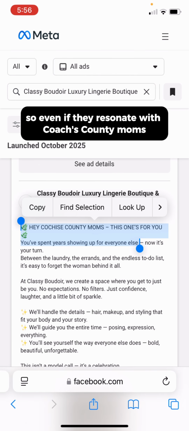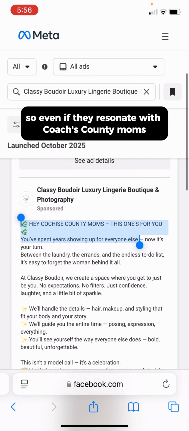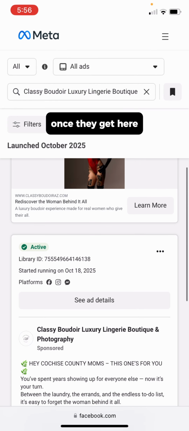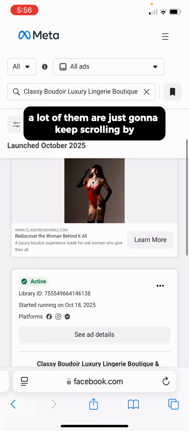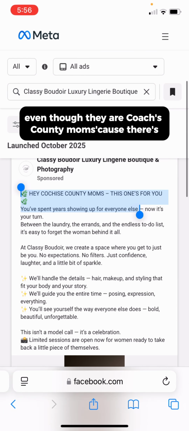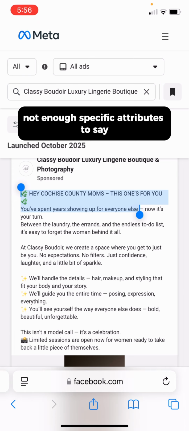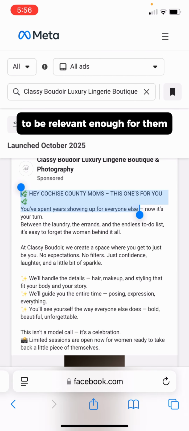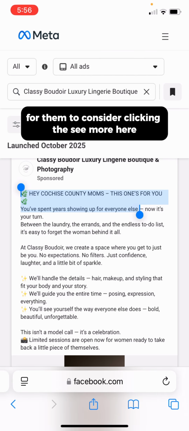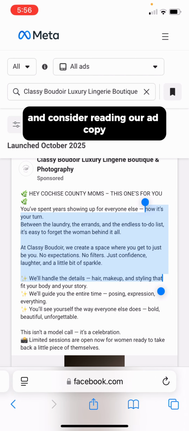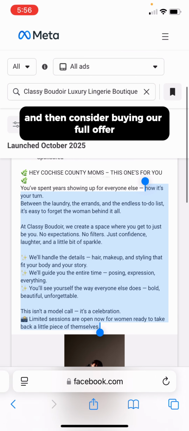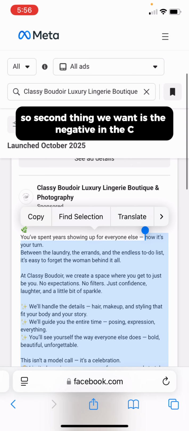So even if they resonate with Cochise County moms, once they get here, a lot of them are just going to keep scrolling by, even though they are Cochise County moms, because there's not enough specific attributes to be relevant enough for them to consider clicking the see more here and consider reading our ad copy and consider buying our full offer. So second thing we want is the negative in the see more headline.